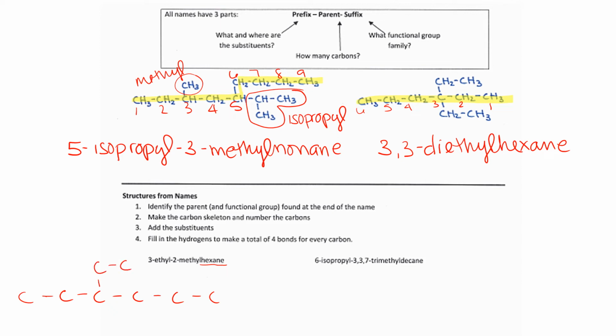An ethyl is 2 carbons. And by the way, it doesn't matter if I put it above or below. Same thing. And then at carbon 2, I need a methyl. So there's my methyl. And then the final thing I need to do is fill in my hydrogens. Remember that carbon always makes 4 bonds in these organic structures. So I just look at how many bonds each carbon is making, and I fill in whatever number of hydrogens I need. In this case, the first carbon's only making 1 bond, so I need 3 hydrogens in there.